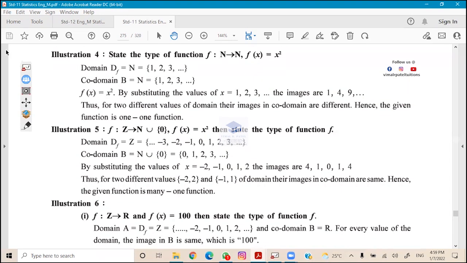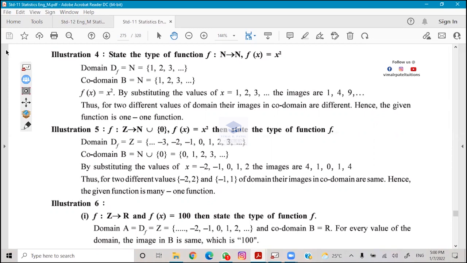See. State the type of function. f is a function from N to N, f of x is equal to x squared. So domain and codomain both are N: 1, 2, 3. So f1 is equal to 1, f2 is equal to 4, f3 is equal to 9. So each and every value will have a different value. 1's square is 1, 2's square is 4, 3's square is 9, 4's square is 16, 5's square is 25. So this is one-one function.